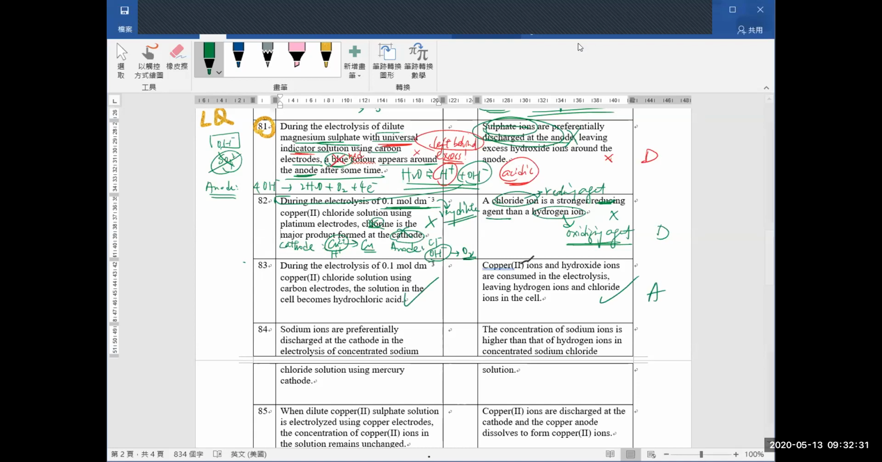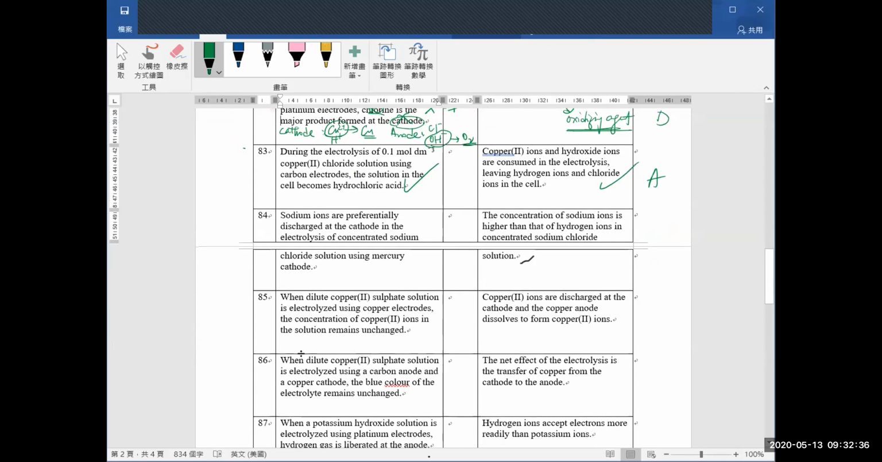84. You think it's A? Both statements are correct. You're partly correct, but this is B, not A. Why?